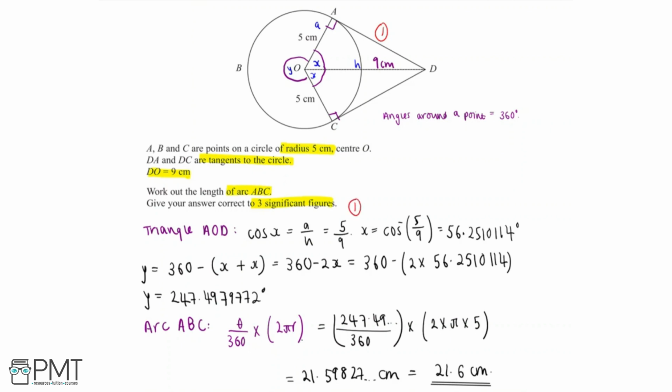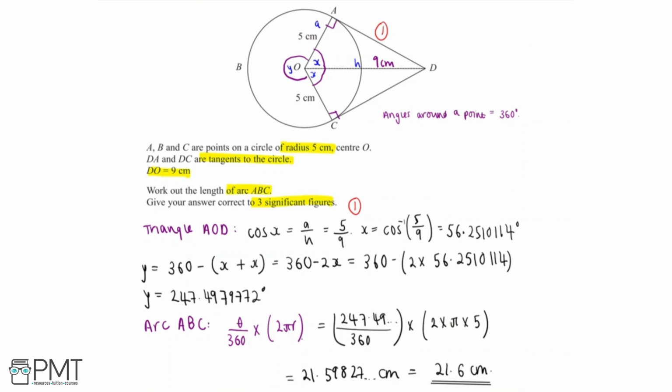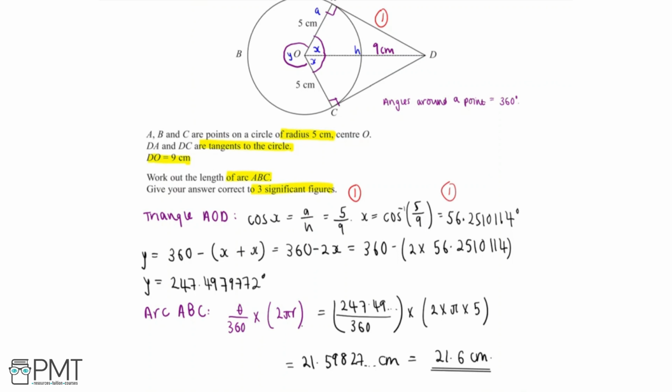Now the third mark is for using inverse trigonometry to find the angle X. And so we said that X is equal to cos minus 1, brackets 5 over 9, which is equal to 56.25 degrees. Now that fourth mark is for a complete process to find the arc length ABC. And so we'll get this fourth mark by saying arc length of ABC is 247.49 divided by 360, all multiplied by 2 times pi times 5. Now writing this down will give us that fourth mark. And finally, that fifth and final mark is for getting an answer of 21.6 centimeters, rounded correctly to 3 significant figures. And so we've now achieved the 5 marks needed to get full marks on this question.